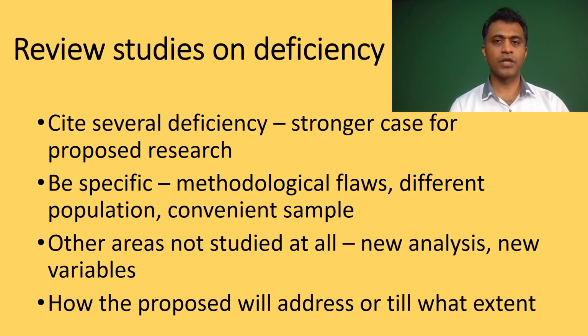When reviewing the deficiency, identify and cite several deficiencies that will make a stronger case for the proposed research. Be very specific in highlighting the deficiency that brought on the need for this research. It can be methodological flaws, different populations, or that the earlier study used a convenience sample, which is not very valid and reliable. Other areas may not have been studied at all, like new analysis and new variables being introduced, and how the proposed research will address them, or to what extent it will address them.